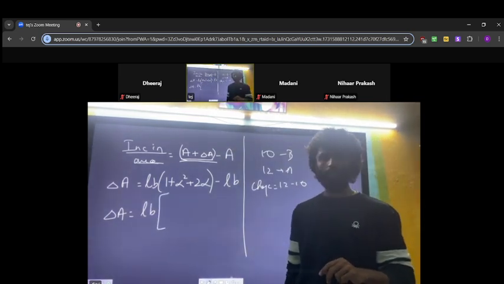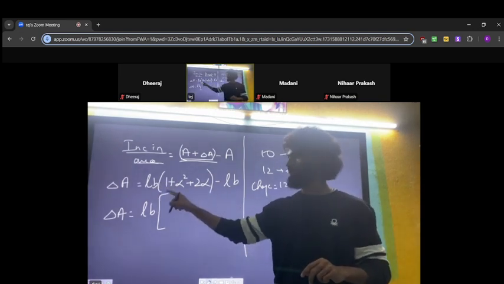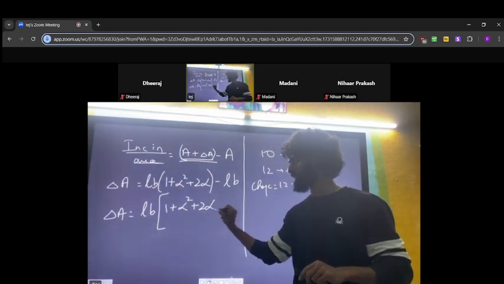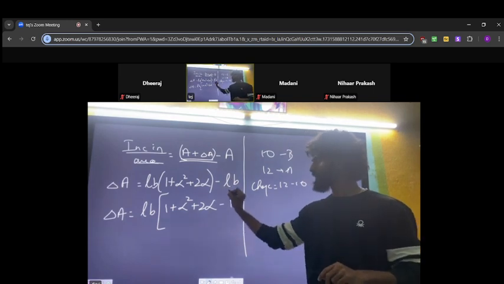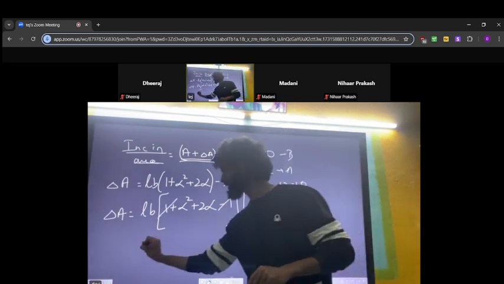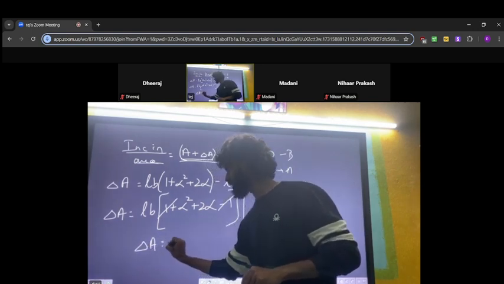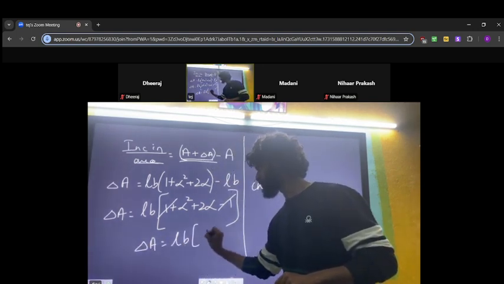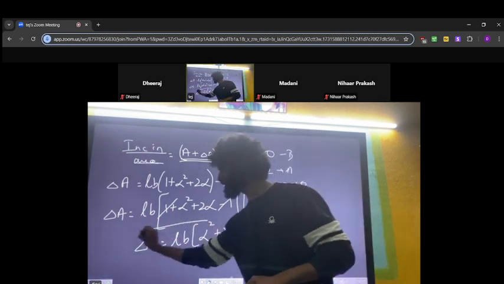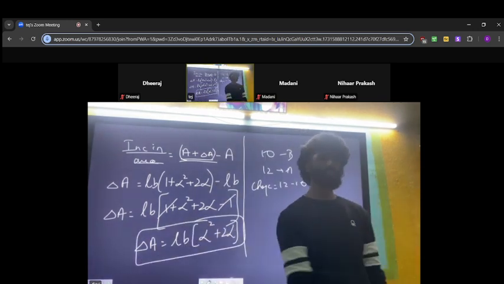Okay. After taking LB common, in the first part, what is remaining? 1 plus alpha square plus 2 alpha is remaining. In the second part, minus 1 is remaining. So what gets cancelled? Plus 1, minus 1 gets cancelled. Delta A's value I found. Delta A is equal to LB into alpha square plus 2 alpha. I found the answer for delta A, also called as increase in area. Copy that.